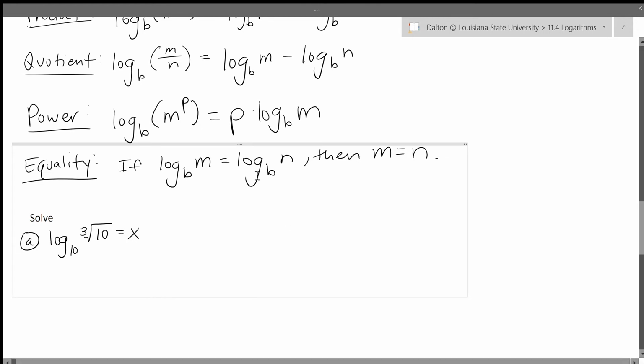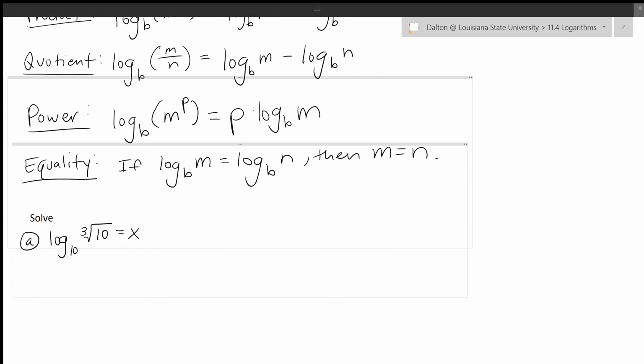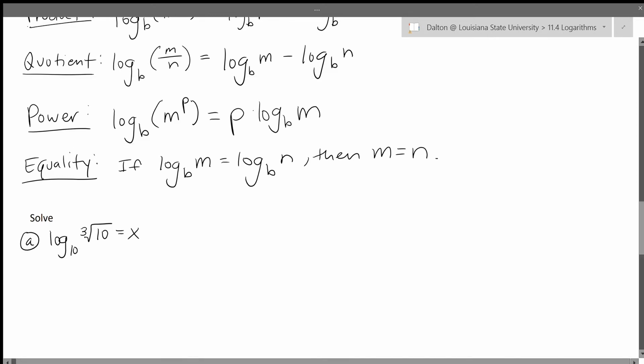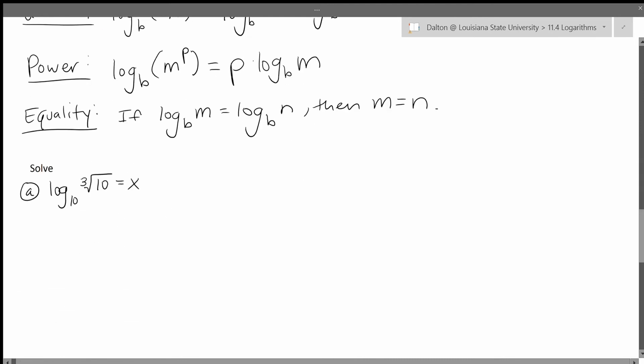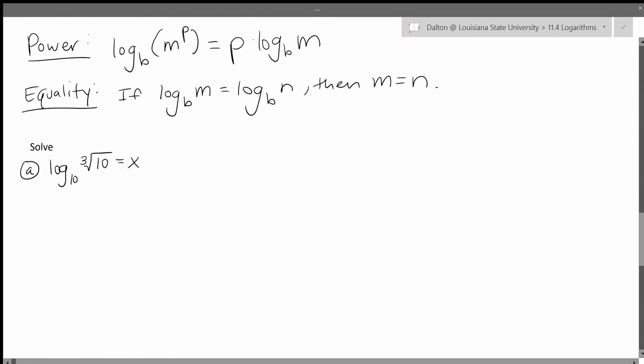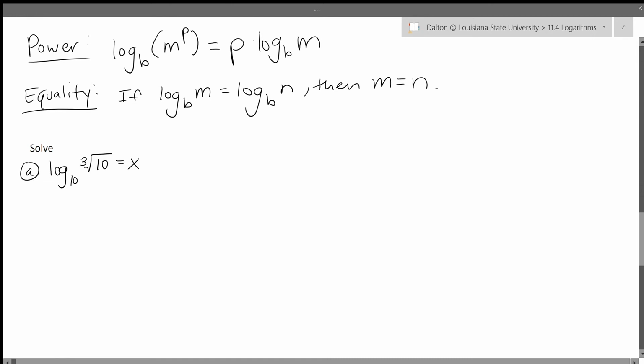But then you'd have to know some properties about base 10 and common logs, which we're not going to talk about until tomorrow. So at this point, I would say let's forego the properties and just use the strategies that we did earlier, which is let's go ahead and convert this to exponential form. If you convert this to exponential form, you take your base, which is 10, to the exponent, which is x, and set that equal to the cubed root of 10.